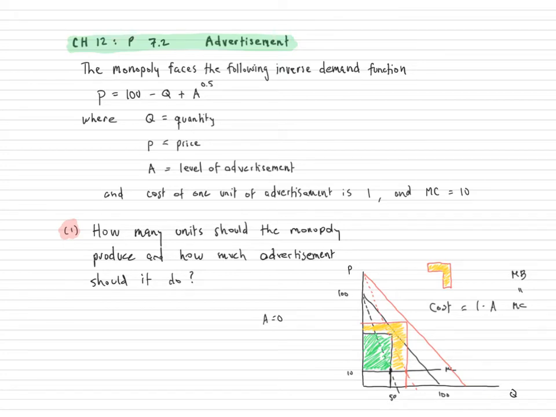So if we were to write a profit function for this problem, then of course we would have our revenue, price times quantity. We will subtract out the cost of producing the good, which would be the marginal cost times the quantity. And then we'd also have to subtract out the cost of advertisement, which is really 1 times A here. This will be our profit. So I'm going to go ahead and solve this problem now on the next page.